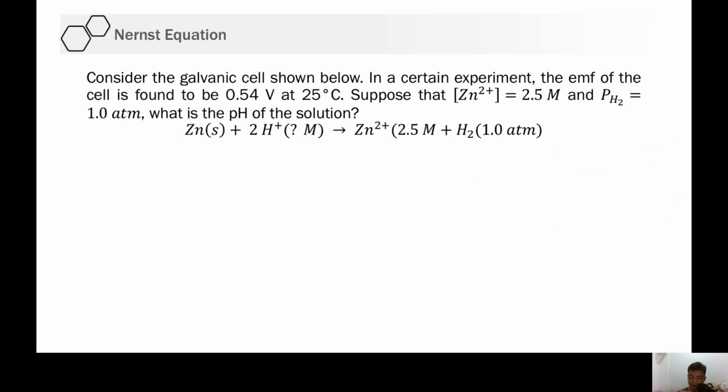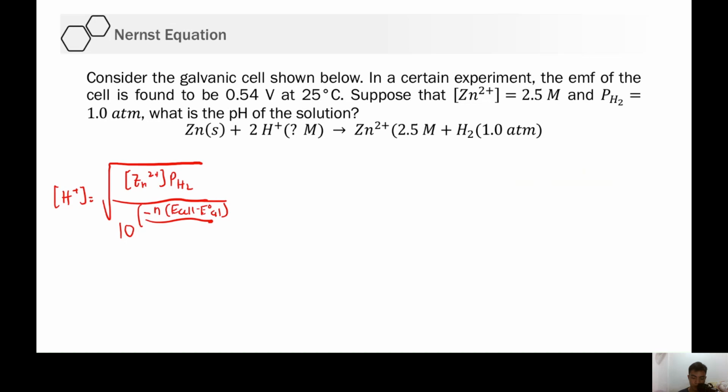Oops, I'm sorry. Let me rewrite the equation here. That's H plus equals the square root of zinc 2 plus times pressure of hydrogen gas times 10 raised to negative n times E cell minus E naught cell over 0.0592. So that's the equation we're going to use. Now let's solve for the E cell. Okay, let's solve for the E naught cell.